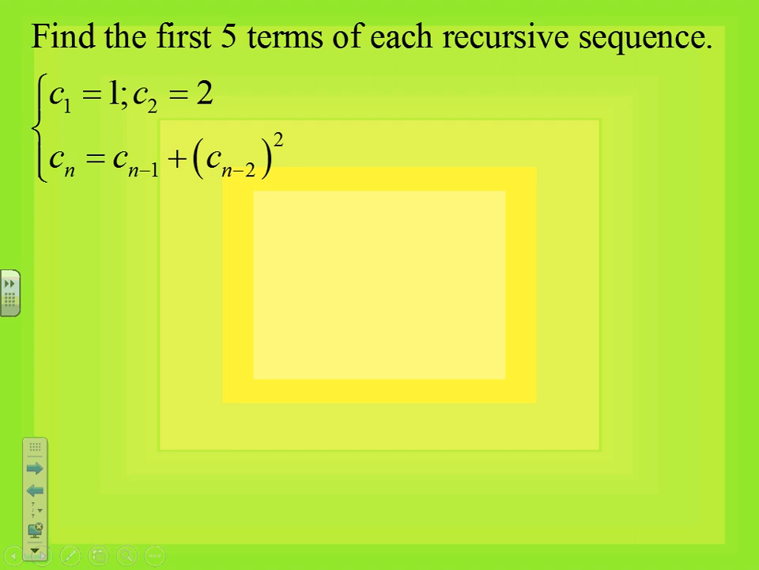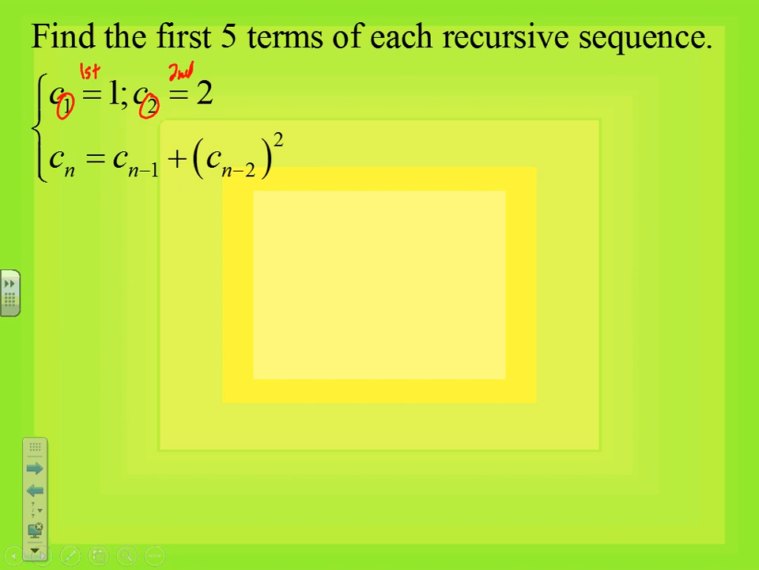Now here, same exact idea. It says find the first 5 terms of the recursive sequence. Well, what it's given to you here, this is the first term of the sequence, and this is the second term of the sequence. And I know that because of the 1 and the 2 there.